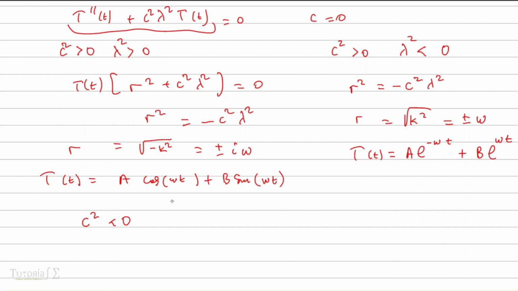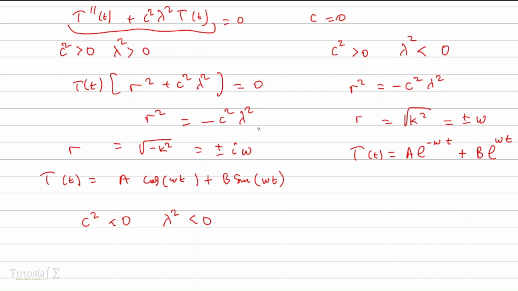When c squared is less than 0 and lambda squared is less than 0, what type of number are we going to have when we multiply? So this is negative. So here it would be a negative, right?